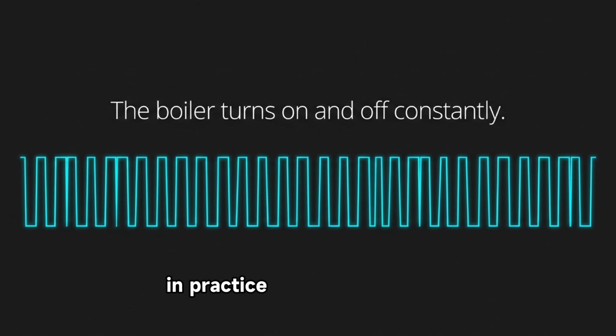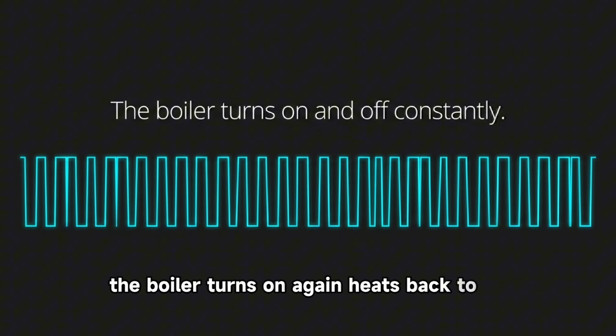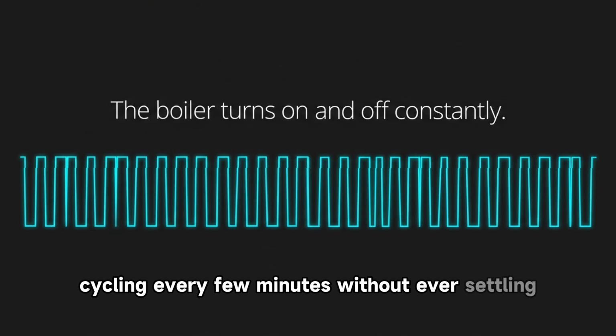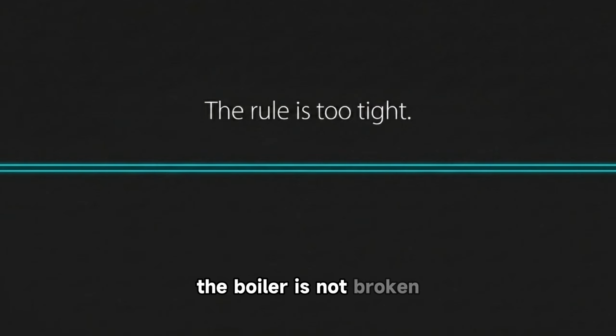In practice, the boiler turns on, heats the air to 20 degrees, turns off, the air cools to 19.9 degrees. The boiler turns on again, heats back to 20, turns off, cools to 19.9, on, off, cycling every few minutes without ever settling. The boiler is not broken. The thermostat is not broken. The rule is the problem.